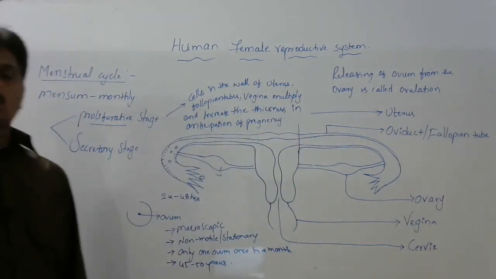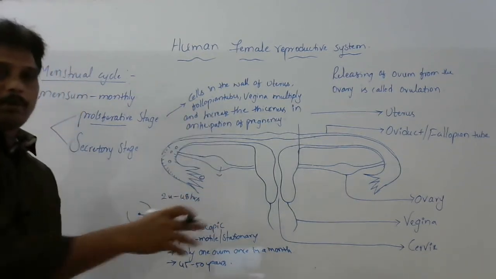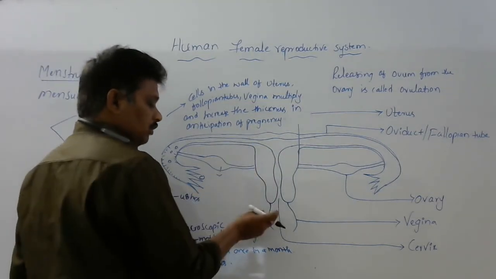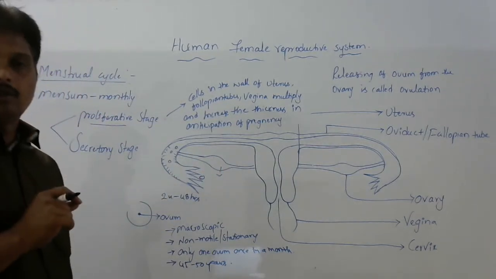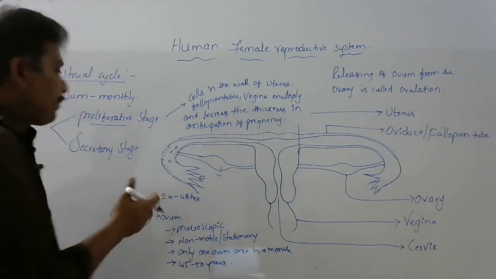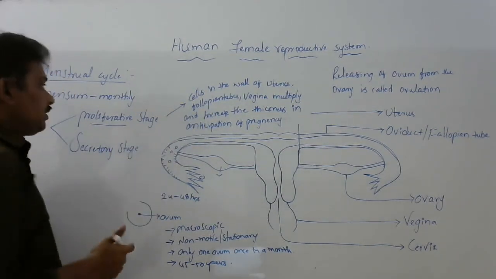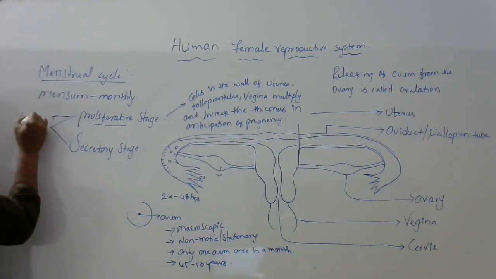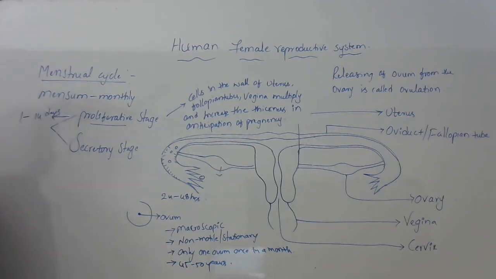Anticipation of pregnancy means whatever the conditions should be there. If the zygote comes, all those conditions are prepared. What are those conditions? The wall of the uterus, the wall of the fallopian tube, the wall of the vagina should be thick. For thickness, what happens? Proliferative stage means cells multiplying, number increase, their thickness increases. Proliferative stage takes 1 to 14 days.